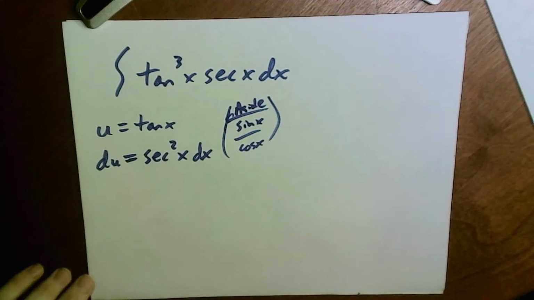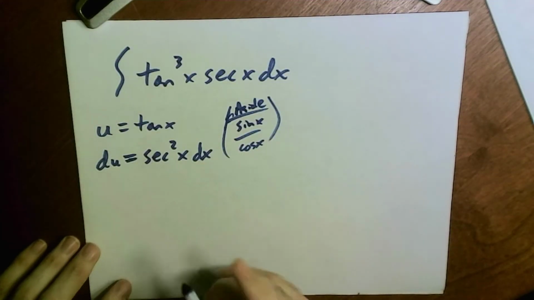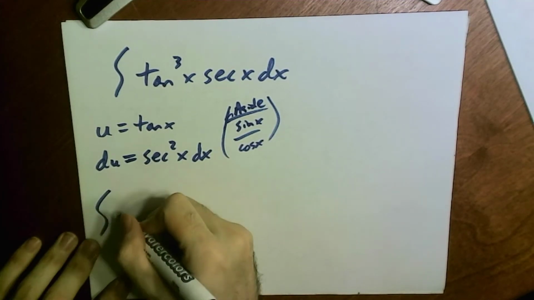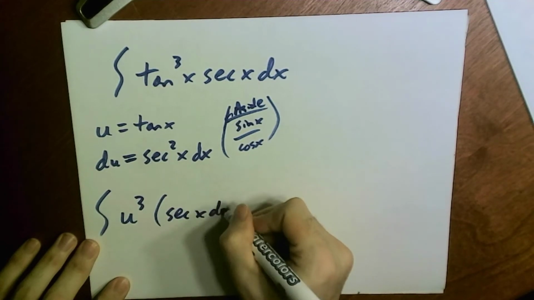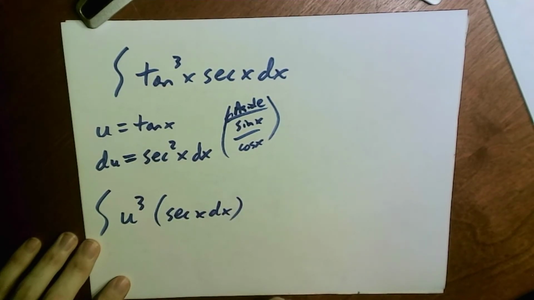All right, so we're in good shape. Odd is good, odd is great. I had odd powers. This is going to be great. So of my tangent cubed, I get u cubed. That's fine. And then I'm going to use my secant x dx, but wait, hold on, wait.